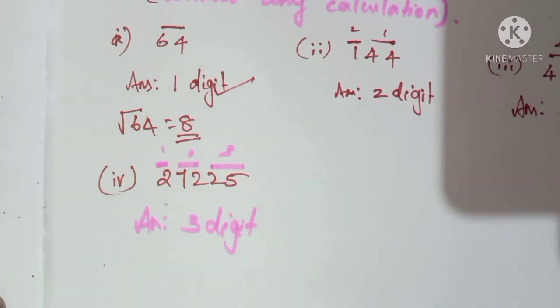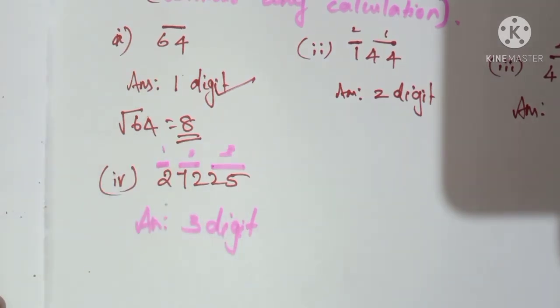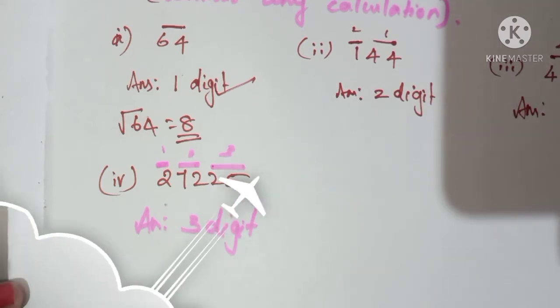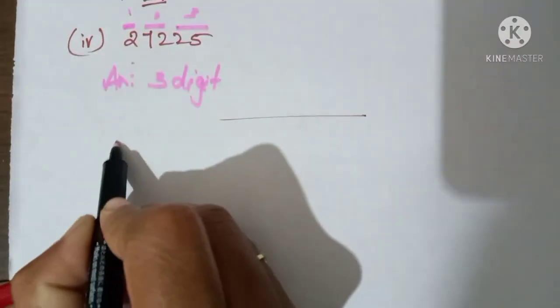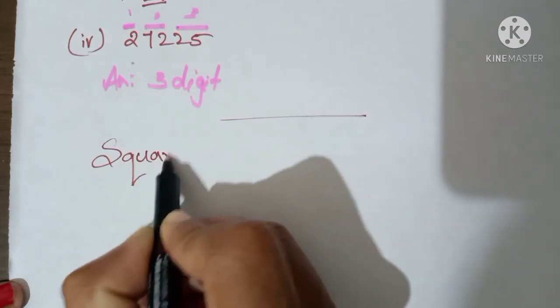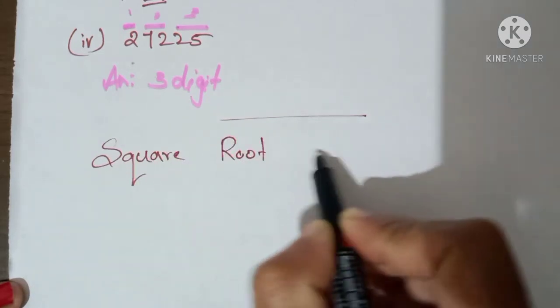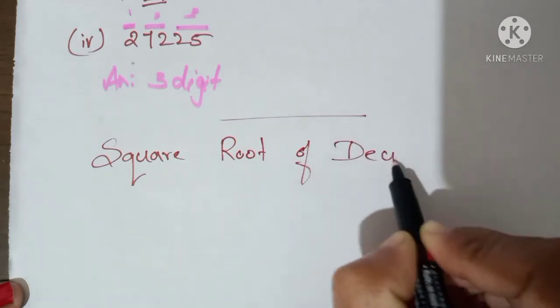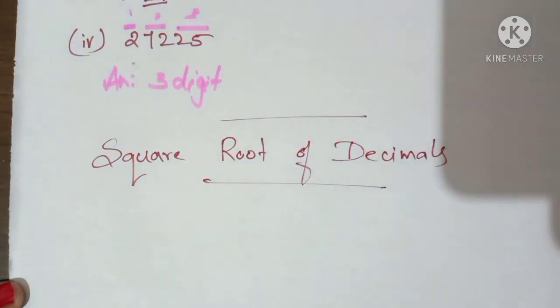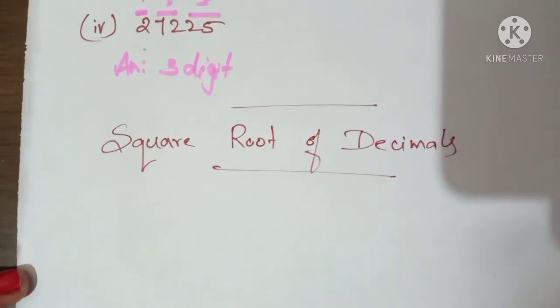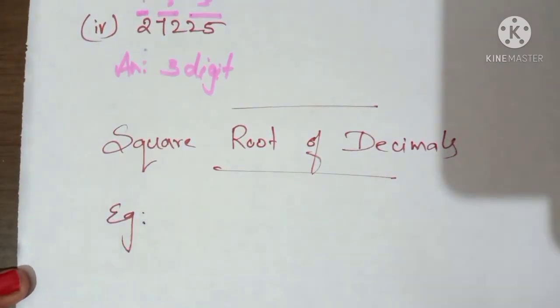What is that? Finding the square root for decimal values by using the long division method. Is it clear, children? If you have any doubt in this topic, you can text me on WhatsApp. The next heading is square root of decimals. Let's see an example problem.